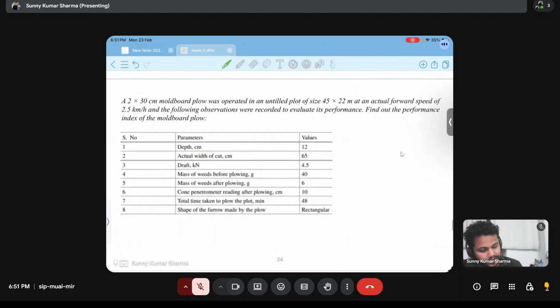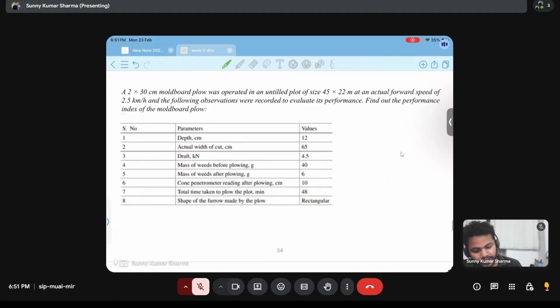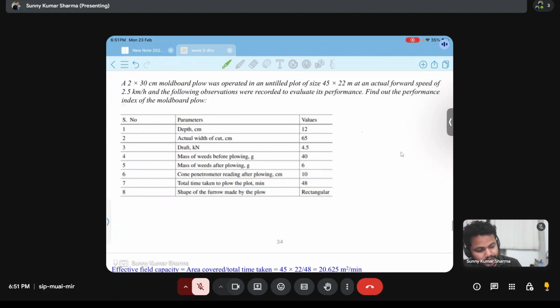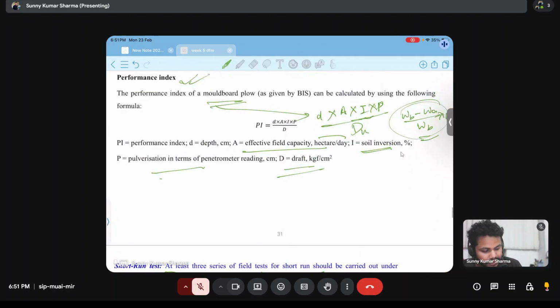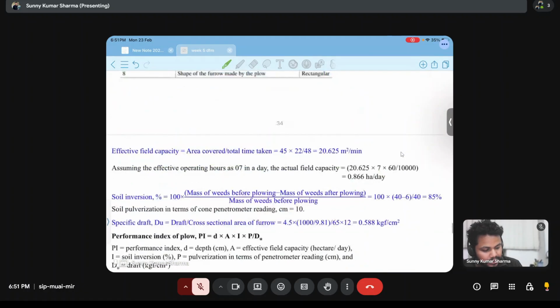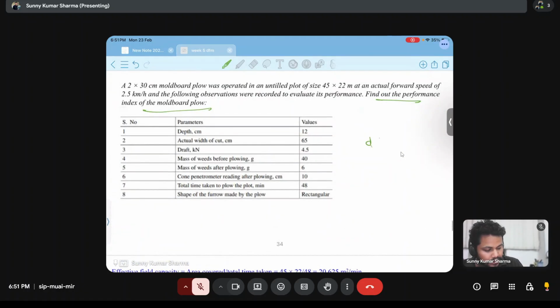One question was also discussed this week: we need to find out the performance index of a moldboard plow. For the moldboard plow, we saw that the formula is DAI by P, that is, D times A times I divided by P, and then by T. Yes, this is the tillage performance index of a moldboard plow.